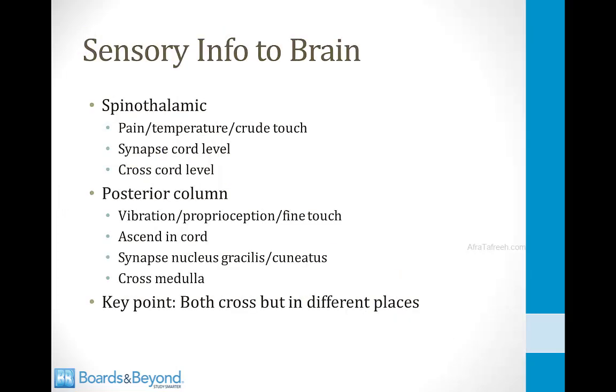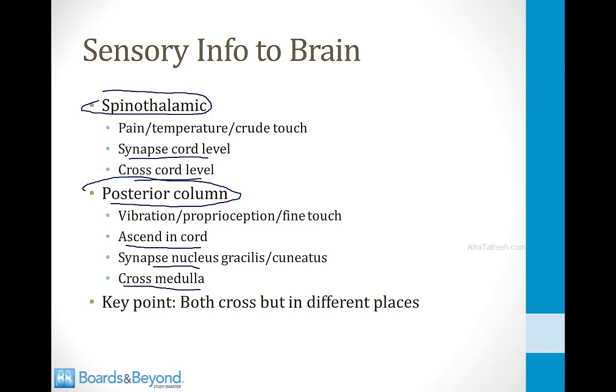So just to review how sensory information from the world gets up to your brain, it's carried by 2 pathways. The spinothalamic tract carries pain, temperature, and crude touch. Those peripheral neurons synapse at the cord level and then cross at the cord level and ascend to the brain. The other information is carried in the posterior column. That's vibration, proprioception, and fine touch. Those peripheral neurons ascend in the cord in the posterior columns. They synapse in the medulla at the nucleus gracilis and cuneatus, and then they cross at the medulla. So a key point is that they both cross to the opposite side, but in different places.